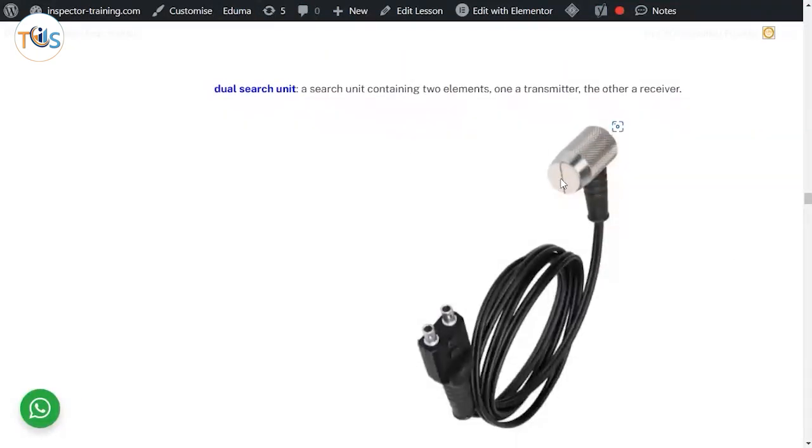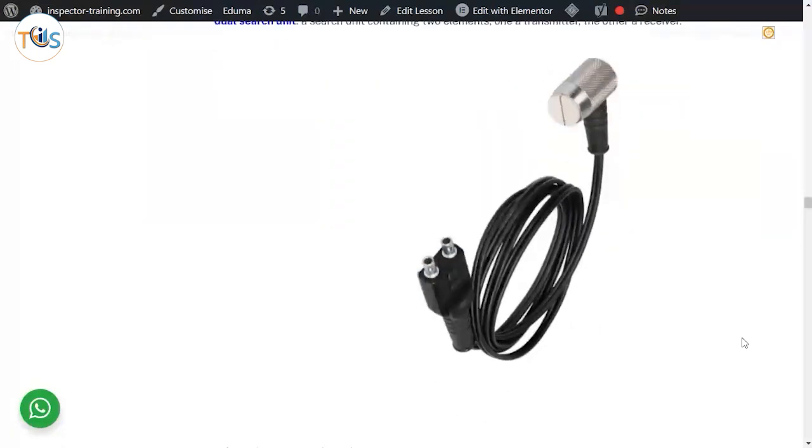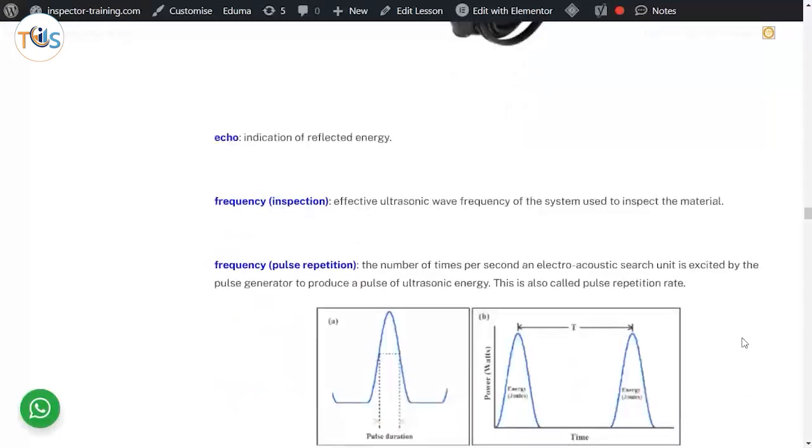A dual search unit, as you can see, this is a dual search unit. It has both receiving and transmitting elements. Echo is an indication of reflected energy. So that's a back wall echo, for example.